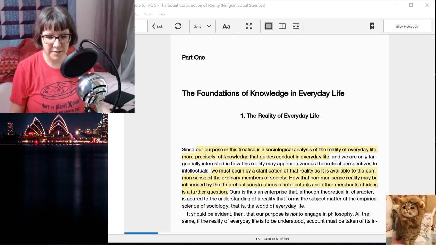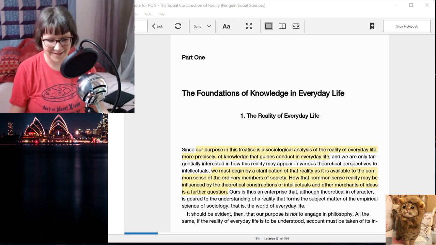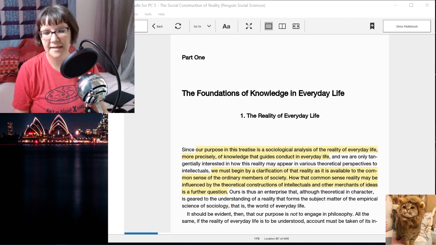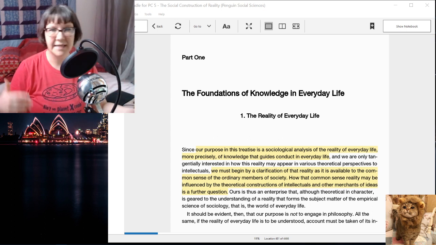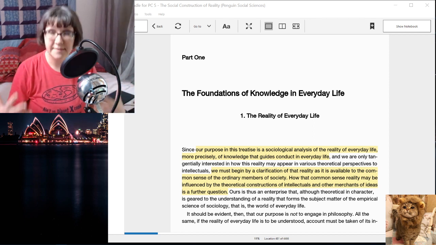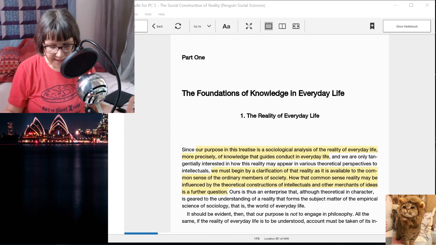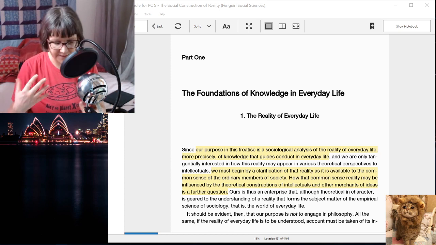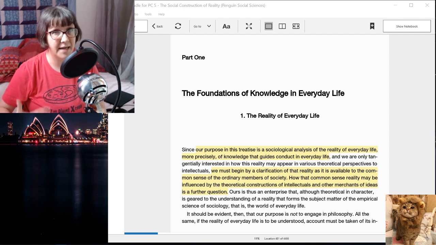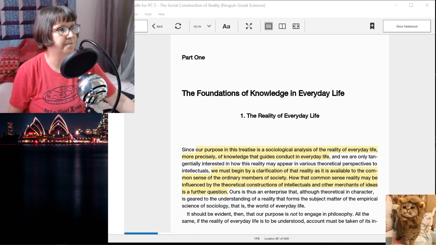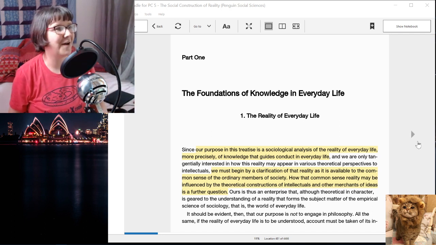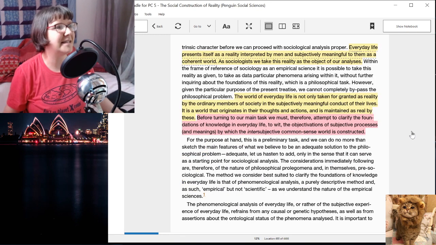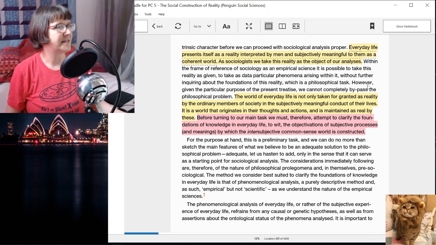So Berger and Luckmann claim, and you can agree or not, but this is their argument, that everyday life presents itself as a reality that people interpret and is subjectively meaningful. This is something that they want to assert is universal. Whatever our social location is, we all have an experience of reality that we consider our everyday life. It appears to us as objective, and it is also something that we have to interpret and provide subjective meaning to. Everyday life presents itself as a reality that has to be interpreted.